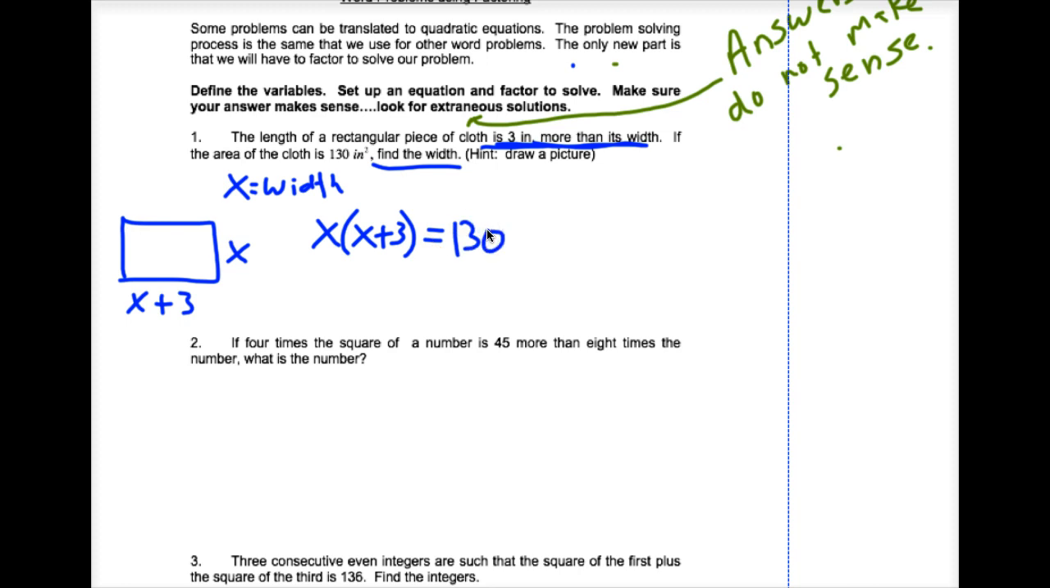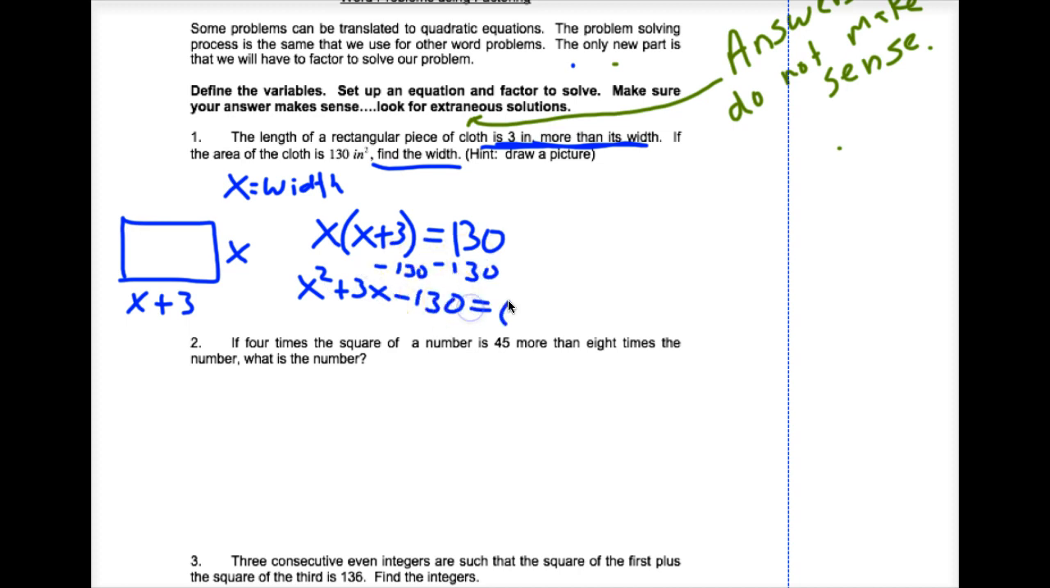Okay? Now, you have to simplify that. You have to distribute your x, subtract 130 from both sides, set it equal to 0, and then you're going to solve your quadratic by factoring. Okay? Nico, distribute an x for me. x squared plus 3x. Okay? And since you guys are pretty smart, let's subtract 130 right now.